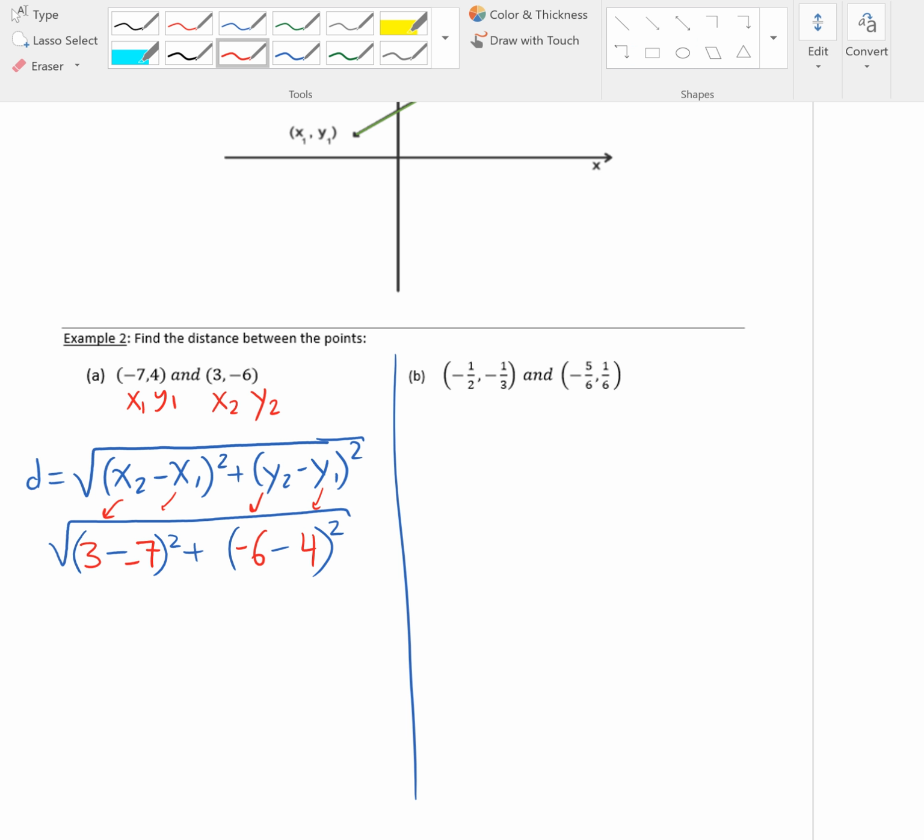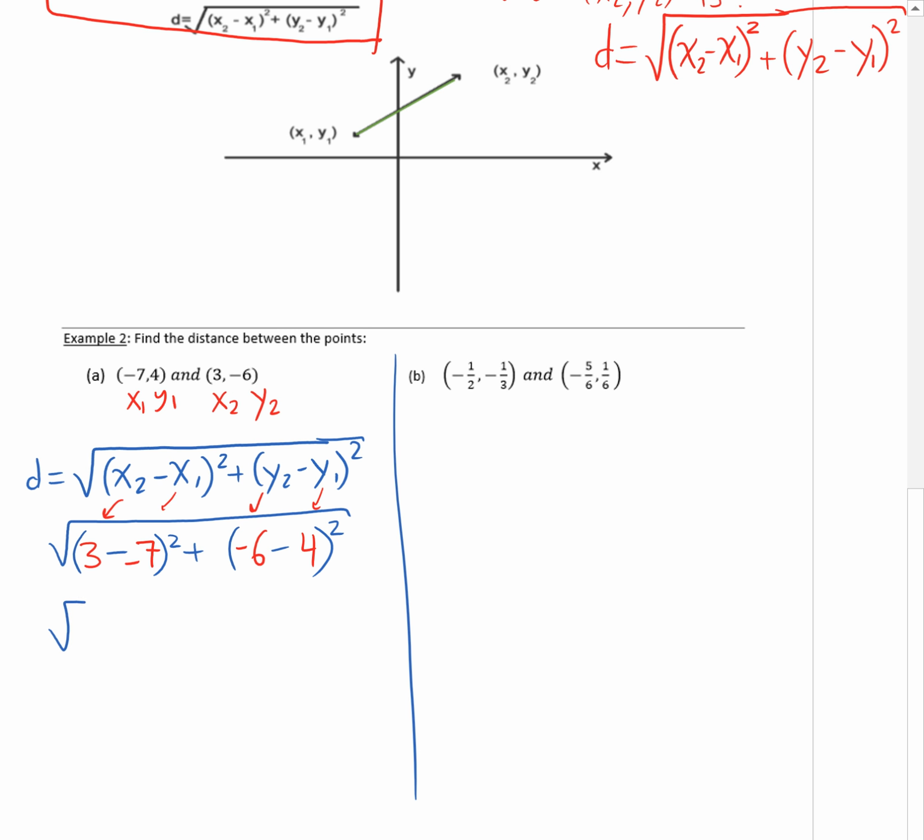There we go. All right, let me see if I can simplify this here. And of course, here you want to use order of operations. So you want to work with what's in parentheses first, because PEMDAS tells us to work with parentheses first. So inside the leftmost parentheses, I have 3 minus -7. That's +10 squared plus, and the same thing in the second parentheses, -6 minus 4. That's -10 squared.